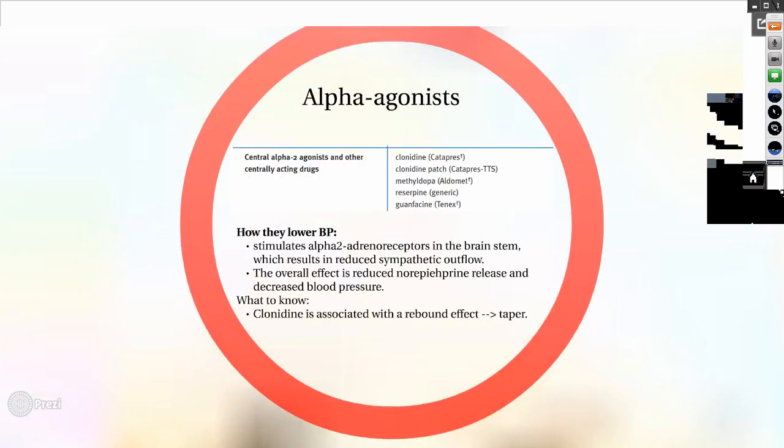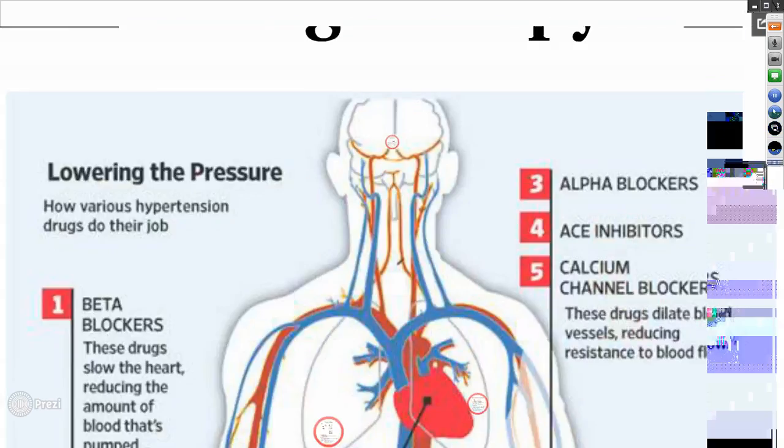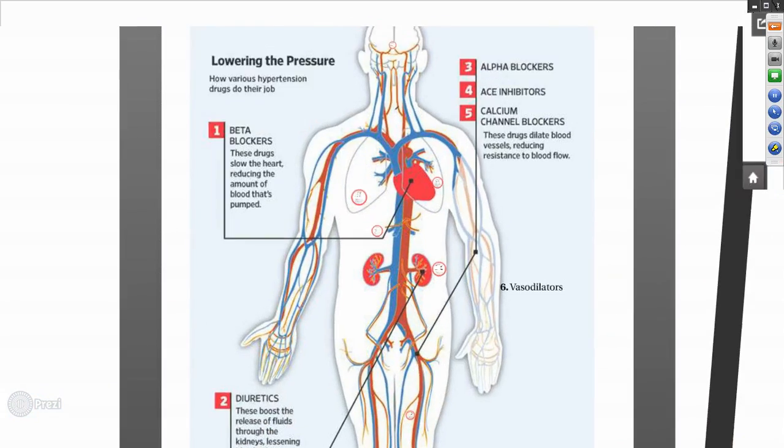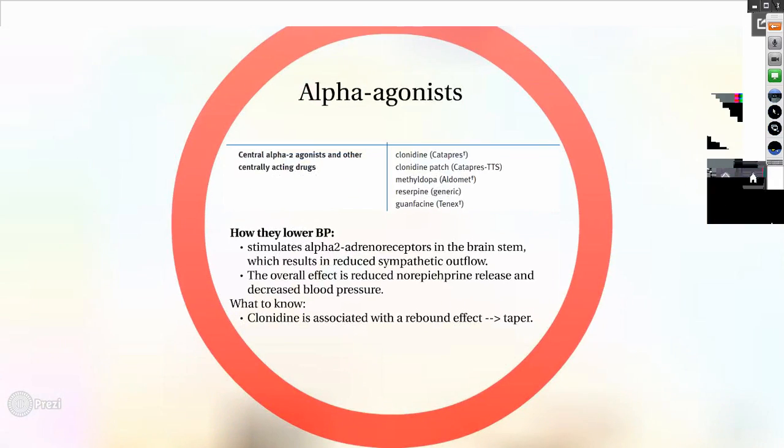So let's go to the brain now. I don't know if you guys saw that this group of drugs is in the brain. So we're going to talk about alpha agonists. This is the last class of drugs we're going to be talking about. These drugs reduce sympathetic outflow. They work in the CNS, the central nervous system.